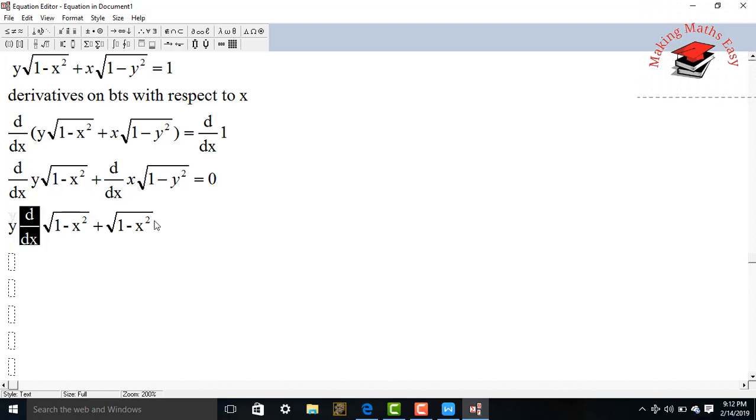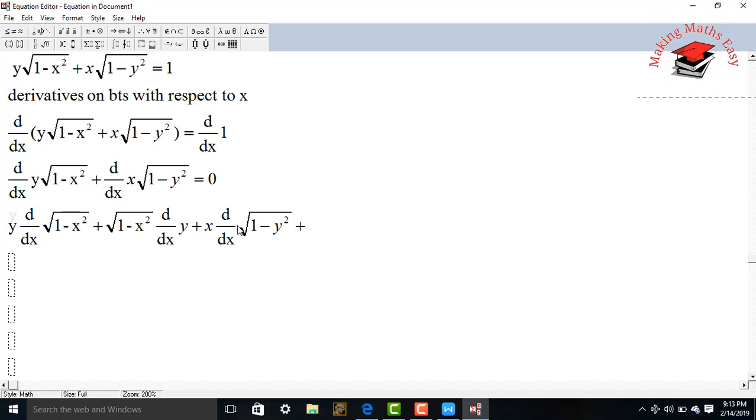So in this way we have to differentiate the things. The same property or the same formula we have to use for the next function, which is this. So x into the derivative of square root of 1 minus y square, plus square root of 1 minus y square into the derivative of x in this case.